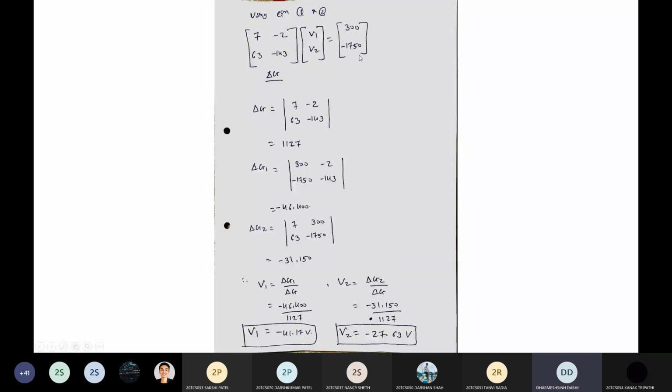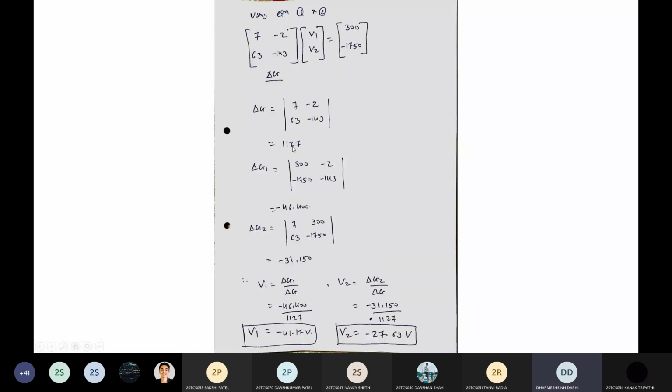So first this one is what? Matrix, that is a matrix of conductance. Conductance into voltage is equal to current. So I give the name delta G. Here I have made a mistake. Delta G is the wrong answer. By mistake, I have written it is 1127. Actual answer is minus 875.